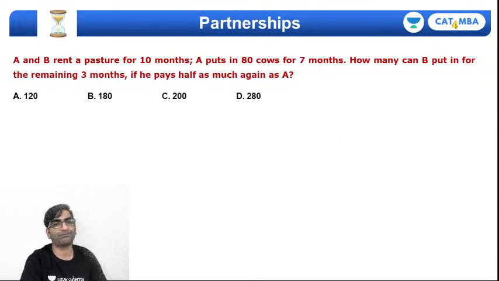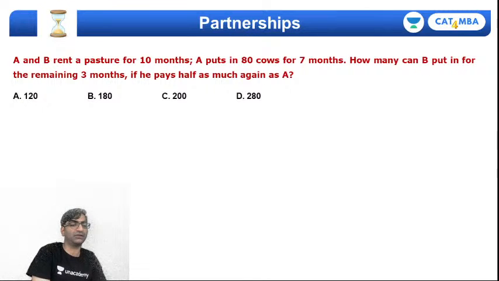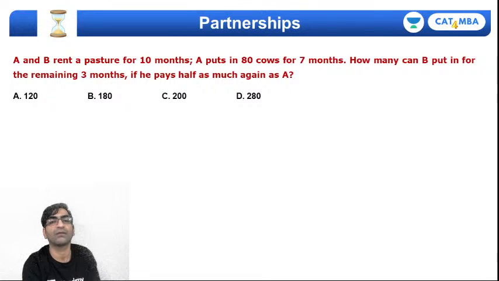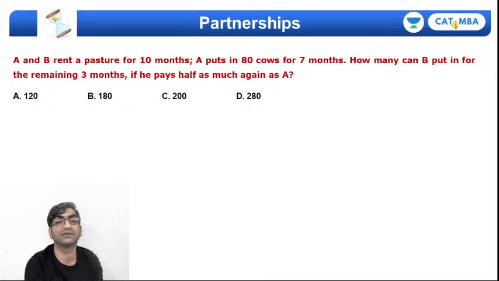Okay, here's a different variation of the basic partnership problem at least. A and B rent a pasture for 10 months. A puts in 80 cows for 7 months. How many will B put in for the remaining 3 months, if he pays half as much as A?